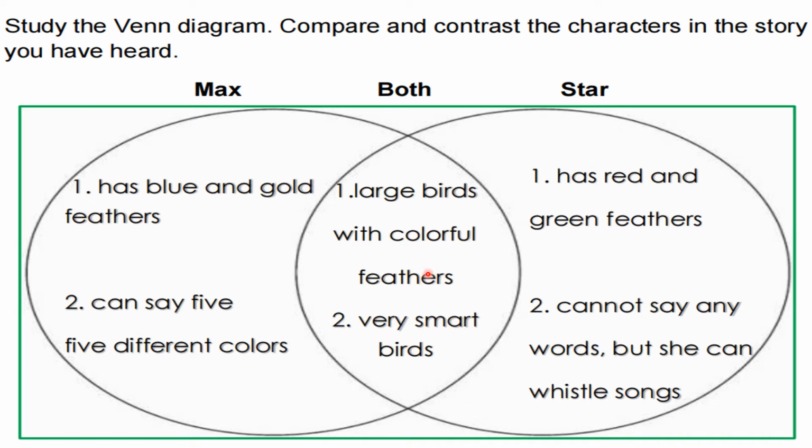Look at the similarities. Number 1, large birds. Yes, they are both large birds with colorful feathers. They have different colors of the feathers, but both are colorful, and very smart birds. These are the similarities and these are the differences. This is an example of what do you call this one? What diagram? Yes, very good. Venn diagram.